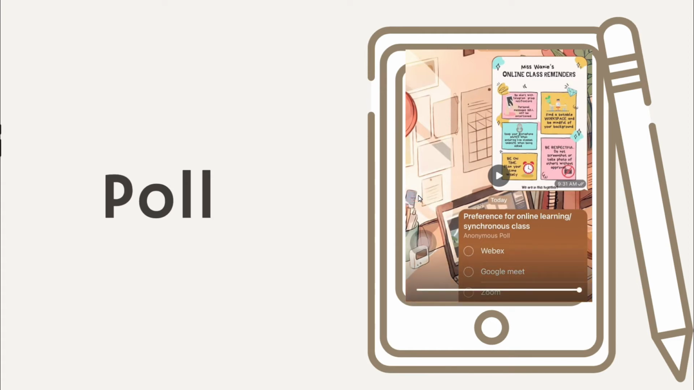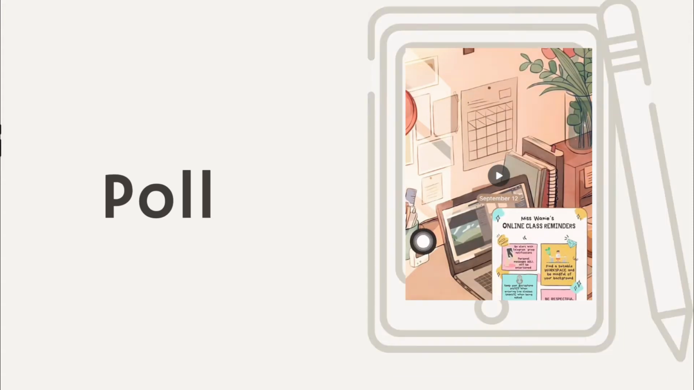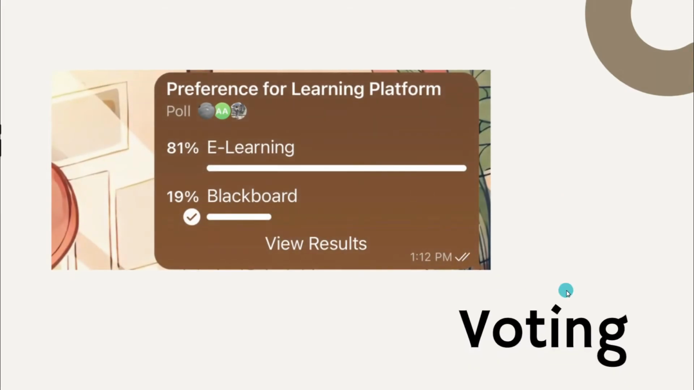So what can we use the poll for in our teaching and learning to help with students' engagement and interaction? The first thing that we can do would be voting. This is basic for teaching and learning these days, especially when the mode has changed and we want to make learning student-centered. We want them to know that their voice is heard. So we can use the poll feature to vote, for example, on their preference for learning platform.